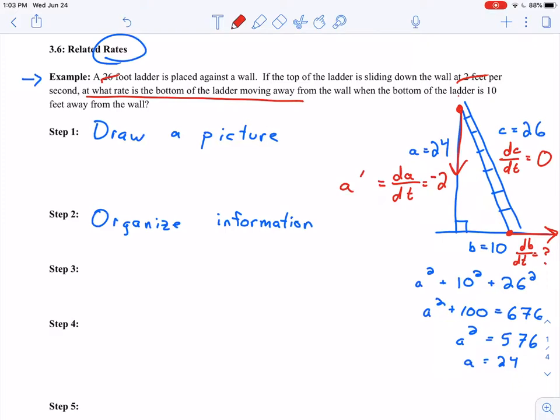So at this point, I've laid out everything that I know, and I've identified exactly what I'm trying to find. And actually, I kind of skipped ahead. This is your step 3. Step 3 is to express all rates as derivatives. So here we're using either A prime or dA over dt and so on for each side of my triangle.